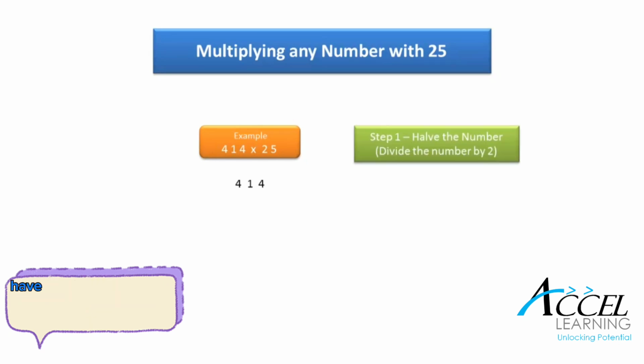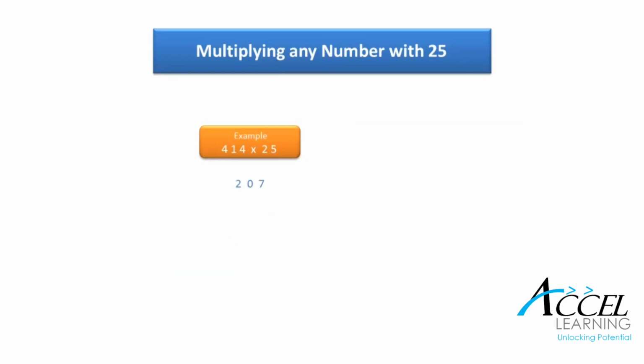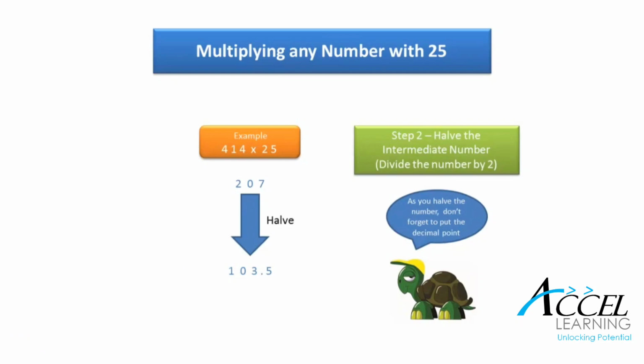Step 1. Halve the number. Divide the number by 2. 414 divided by 2 is 207. Step 2. Divide the number again by 2. 207 divided by 2 is 103.5.